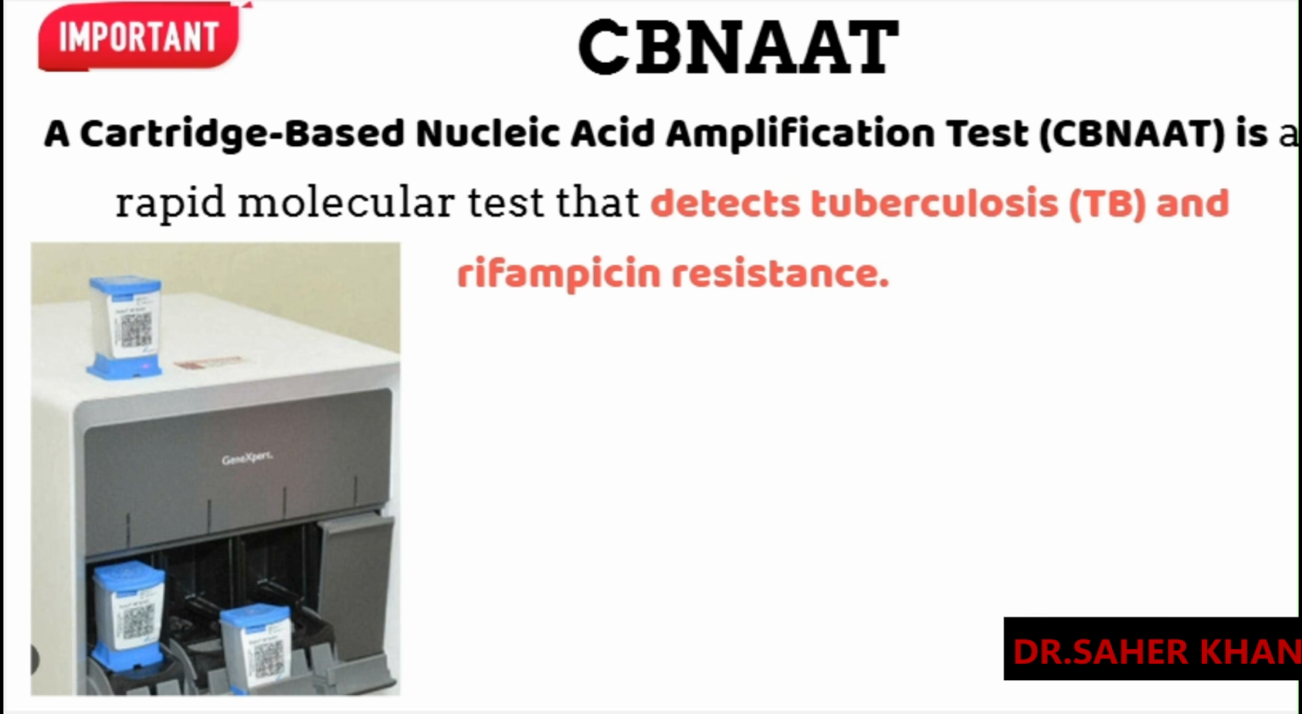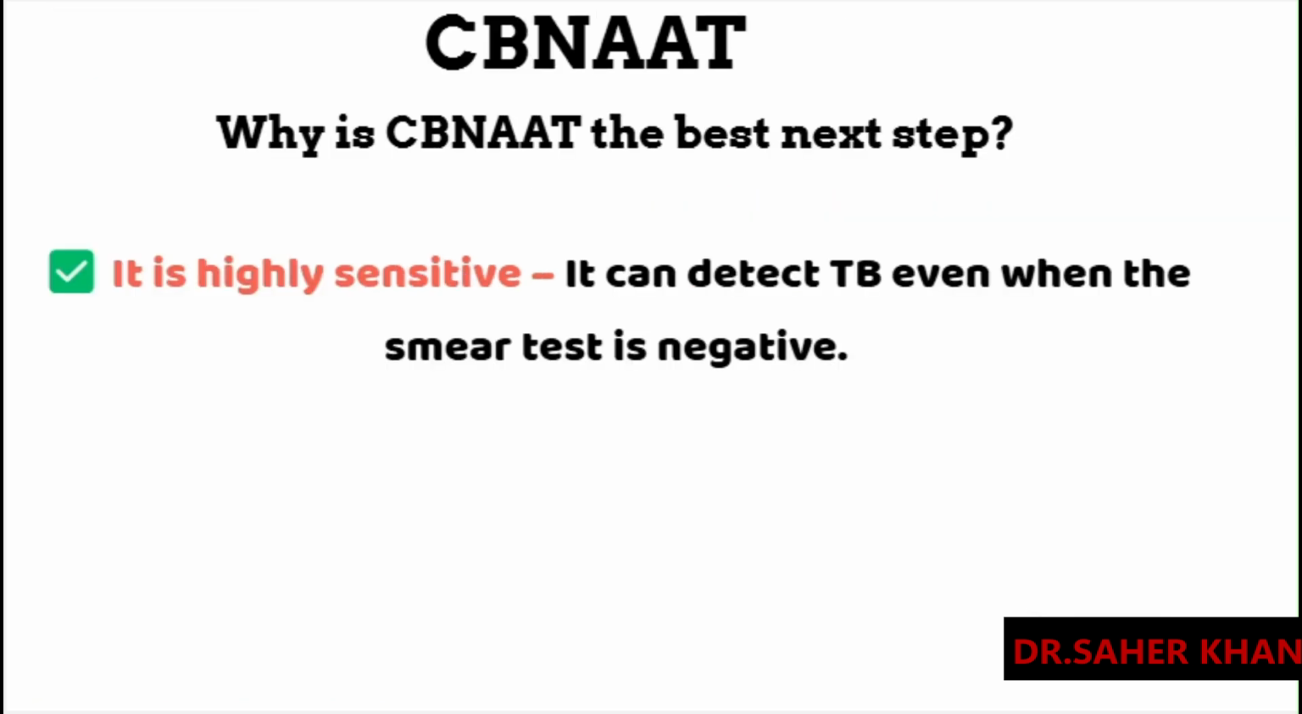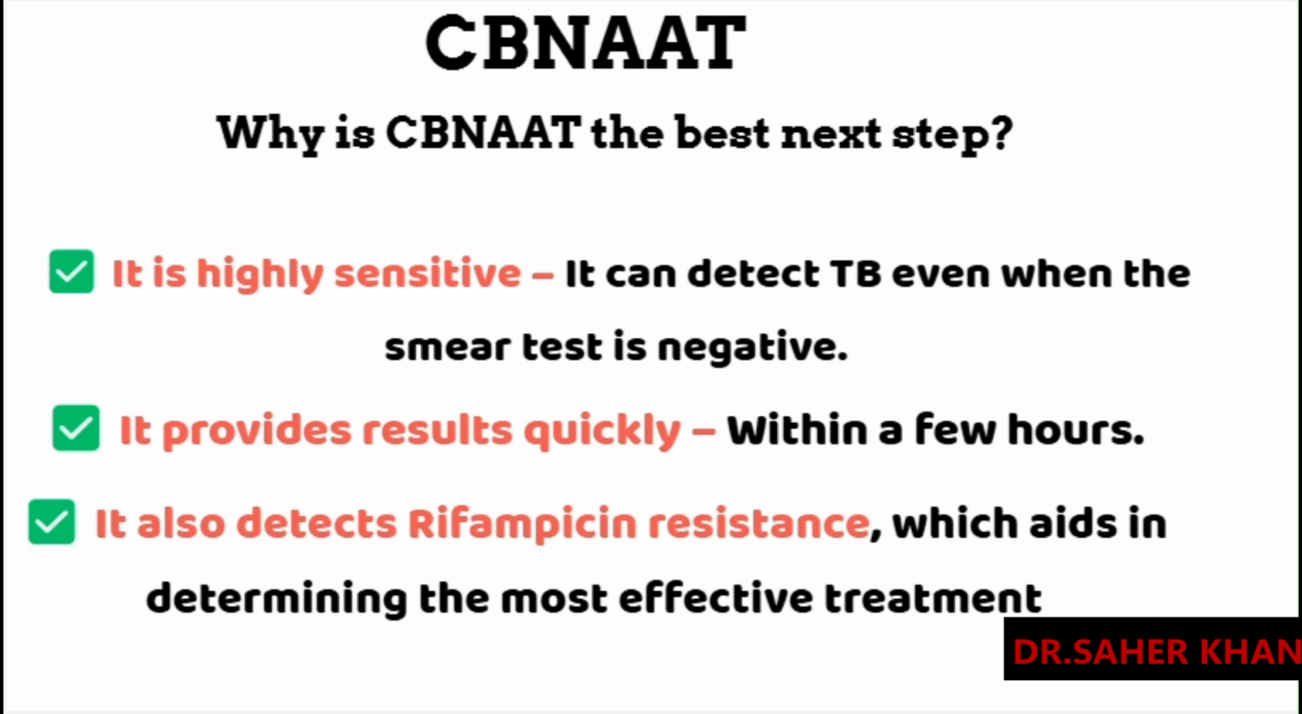CB-NAT stands for cartridge-based nucleic acid amplification test. In short, it is an automated PCR test that detects Mycobacterium tuberculosis DNA in the sample. And why is the CB-NAT the best next step? Because it is highly sensitive. It can detect TB even when the smear test is negative. Second, it provides rapid results within a few hours. And third, importantly, it can help in deciding the best treatment for the patient. It detects rifampicin resistance as well. So the CB-NAT is the best choice for confirming tuberculosis.